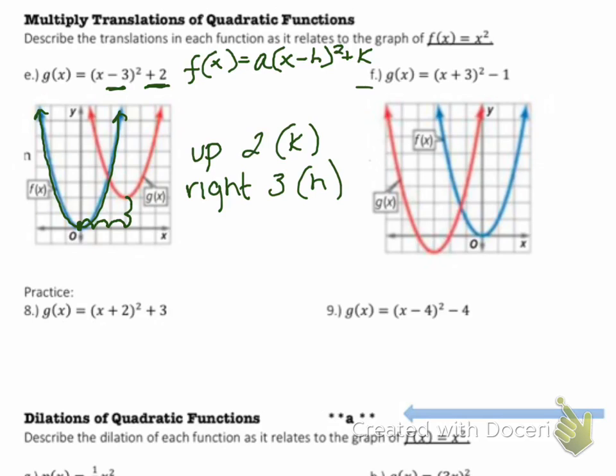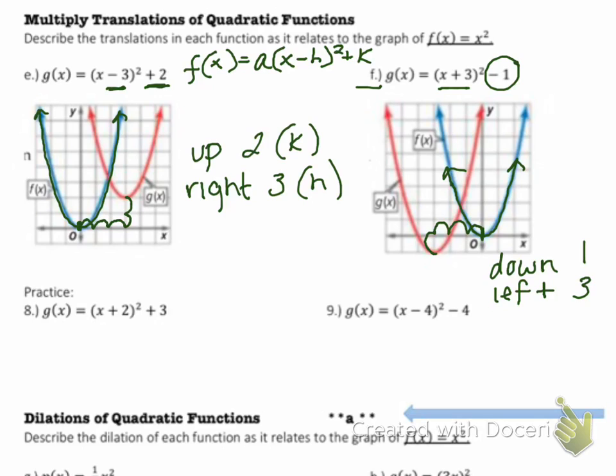So looking at example F, okay, I can predict, well, I'm going to go down 1 and to the left 3. And so comparing that to my parent function here, okay, let's test that theory. So I'm going to the left 1, 2, 3, and I went down. So I was correct. So I'm going to say down 1 and left 3. And it doesn't matter which order, if you say up or down, left or right first. It doesn't matter. So why don't you guys try number 8 and 9 on your own and tell me what translations are going to happen.